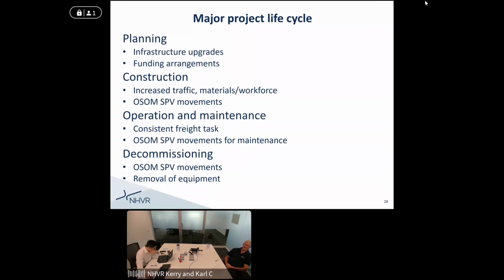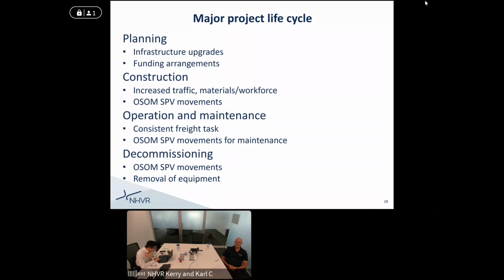The next one is operation and maintenance. That tends to be a consistent freight task. It could be raw materials in and finished materials out, or it could just be waste out, or, if it's a power station, it could just be raw materials in, empty travel out. So it can all happen. You've got to work out what that freight is, but it'll be a consistent freight task.